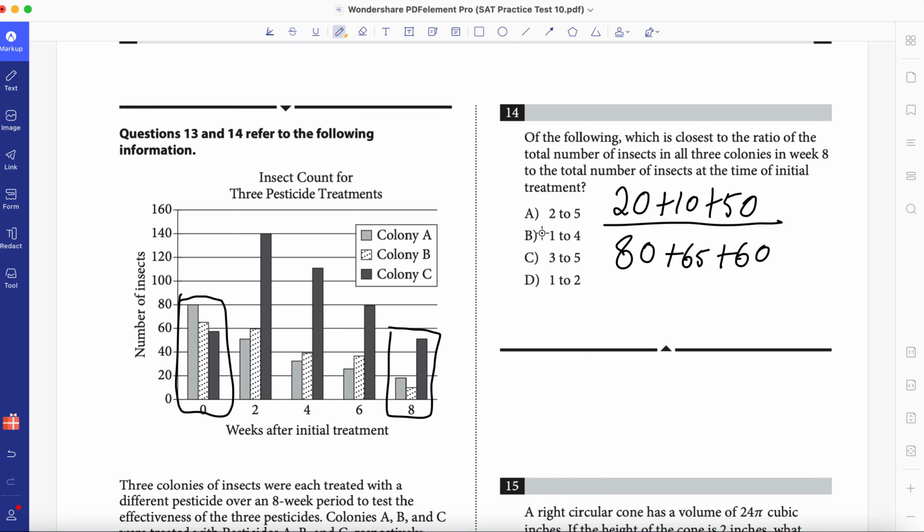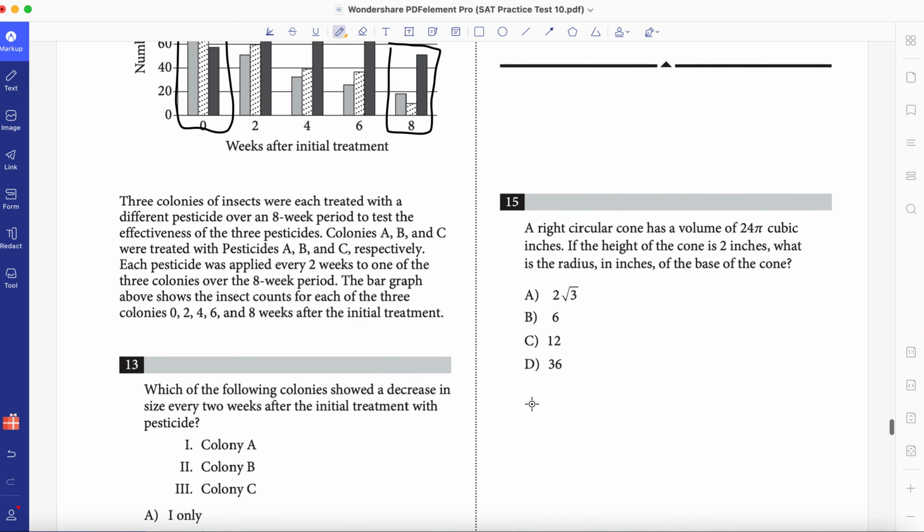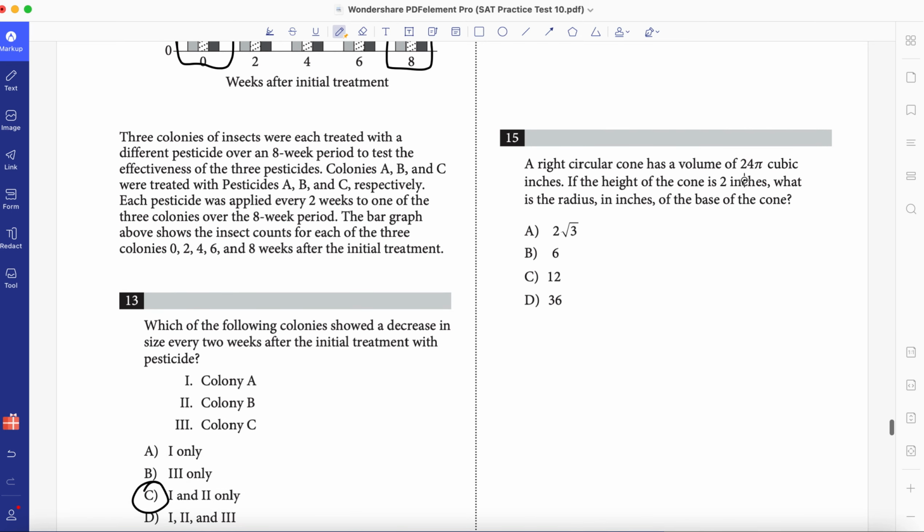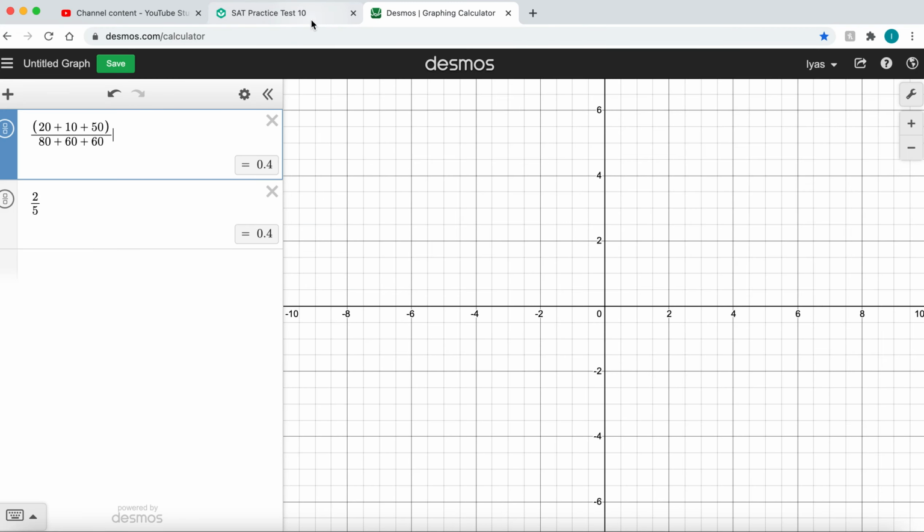So this is 2 to 5. Sorry, this is 2 to 5. A right circular cone has a volume of 24 pi cubic inches. If the height of the cone is 2 inches, what is the radius? For this, we'd have to go to the formula sheet that they give us.